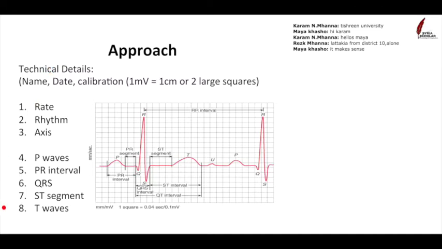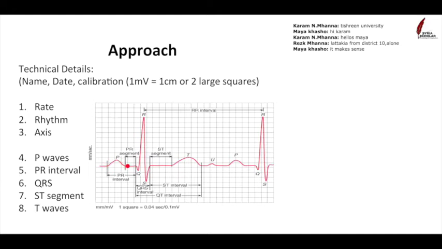The key bit is this. So this is an 8-step approach. There are 8 things that you do, and it's very, very simple. All we do is we look at the rate of the heart, and we'll take each one of these steps in turn in a minute. So we look at the rate of the heart, we look at the rhythm of the heart, and we look at its axis, and then we just follow the trace.